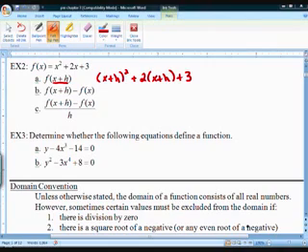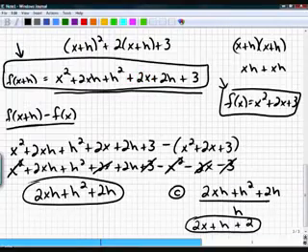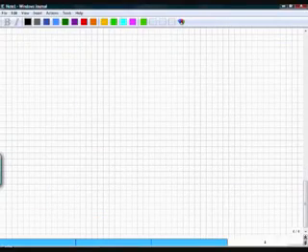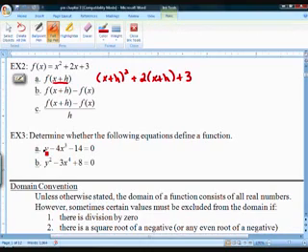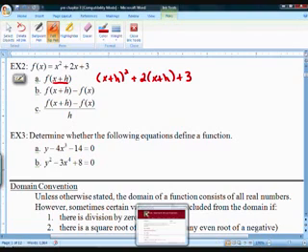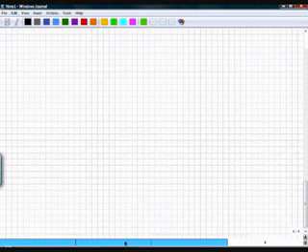Example 3 says determine whether the following equations define a function. If you'll keep in mind what a function is, when you plug in an x for an equation, you're going to get a single y. And if you can keep that in mind, then we should be able to just look at an equation and tell whether it's a function or not. Example 3a, let's do this. To determine if it's a function, get y by itself so we can see it a little bit better. Y minus 4x to the third minus 14 equals 0 would be y equals 4x to the third plus 14. Good job.